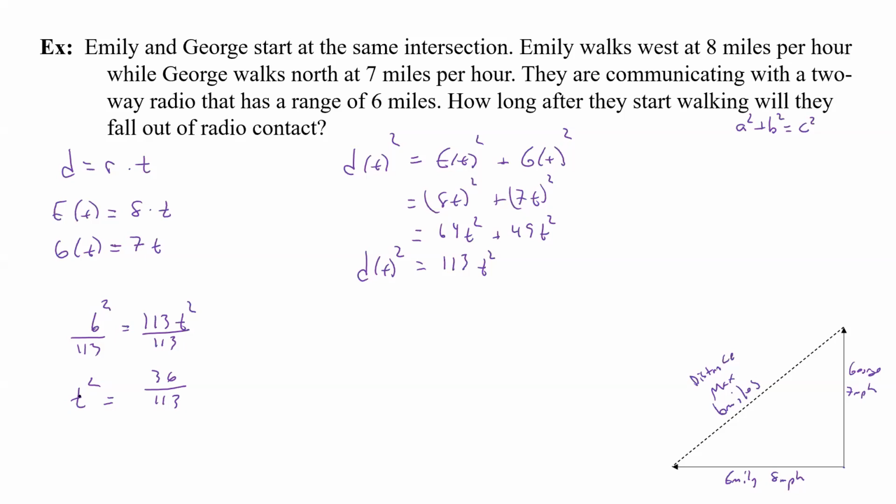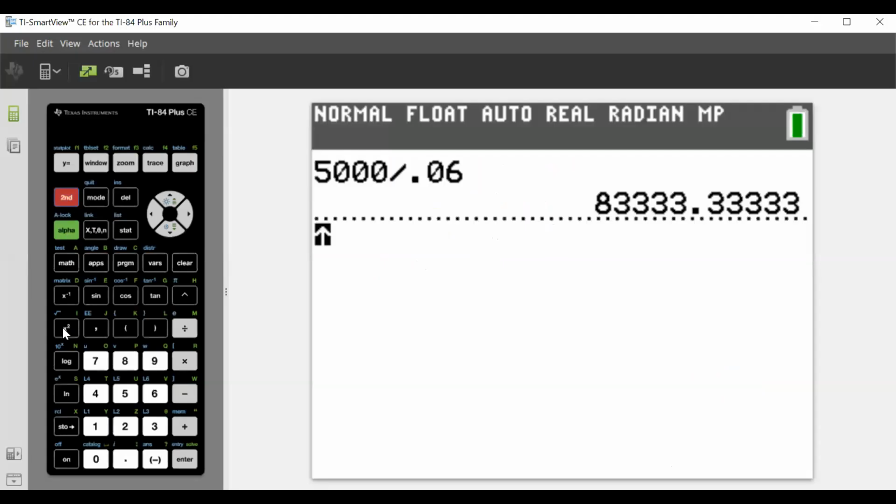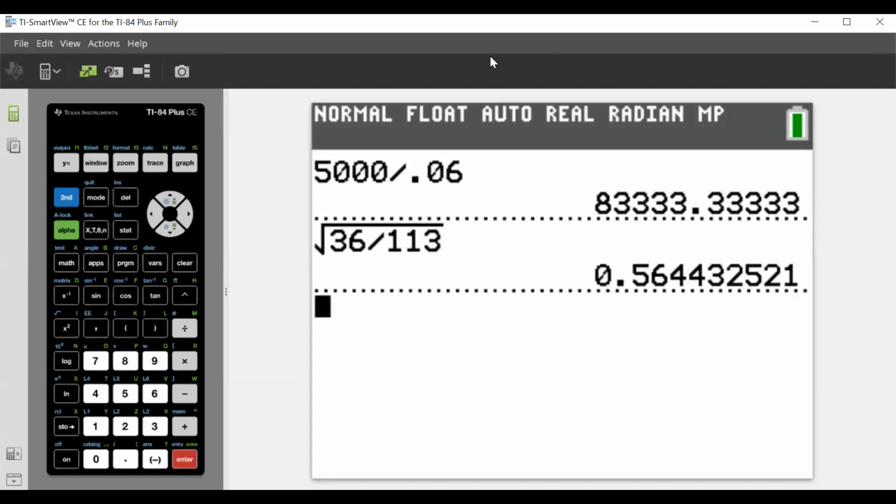Now, we don't want just t squared. We want t, so we have to take the square root of that side. And if we think about that with time, we don't want the negative time. We just want the positive time, because negative time, we wouldn't have any need for that one. And so then we're just going to have the positive square root of 36 divided by 113, and we get 0.5644.